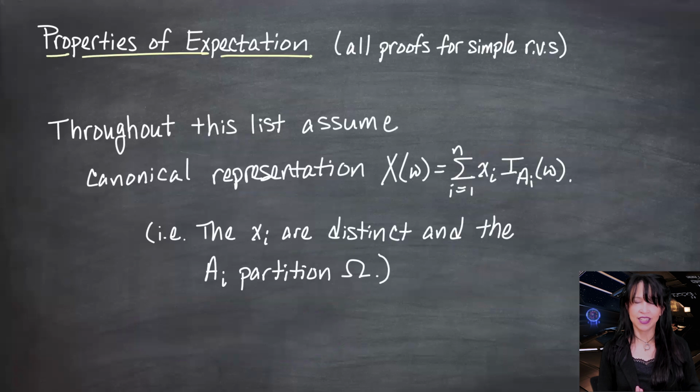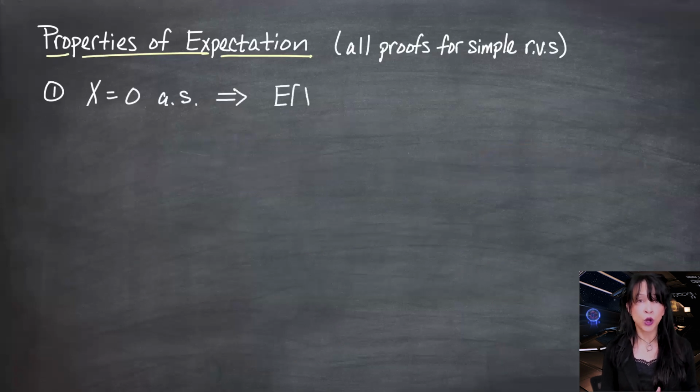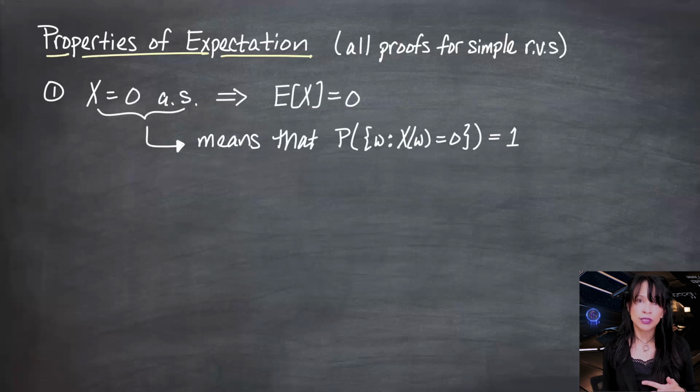The first property: if the random variable x equals 0 almost surely, then I claim that the expected value of x is 0. So what does this mean? I think we've used this terminology maybe, but just in case, x equals 0 almost surely.